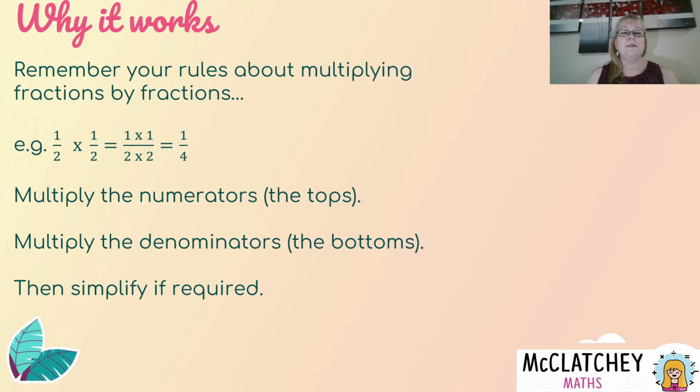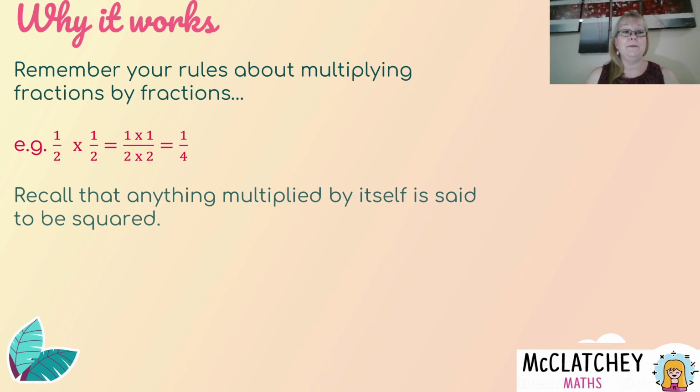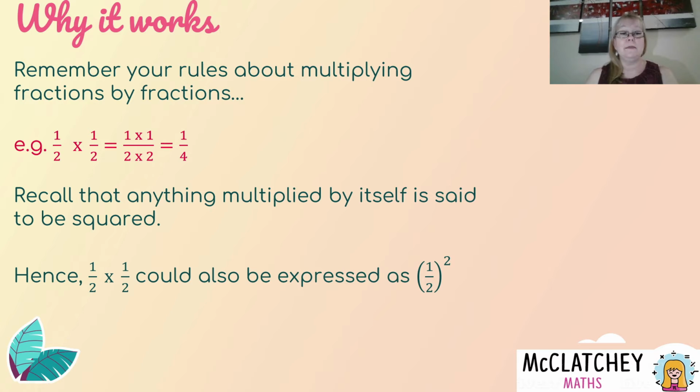Okay, so let's now see how that relates to index laws. Well, you remember that index laws is all about multiplying something by itself. And in this video, we are talking about raising fractions to indices. So in this case, we've actually done a half squared. Anything multiplied by itself once is called squaring it. So half times a half could also be written as a half squared. That's a nice simple way of writing it.